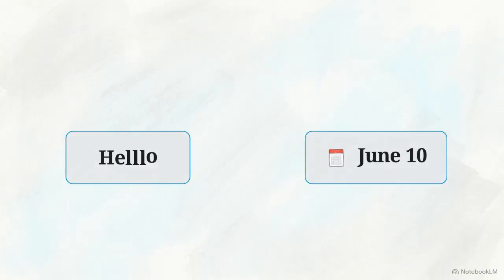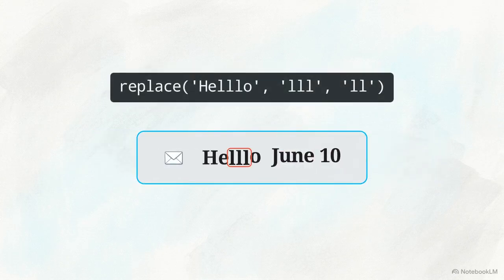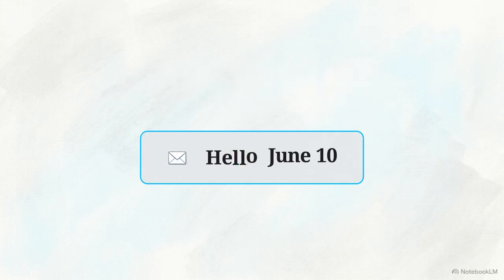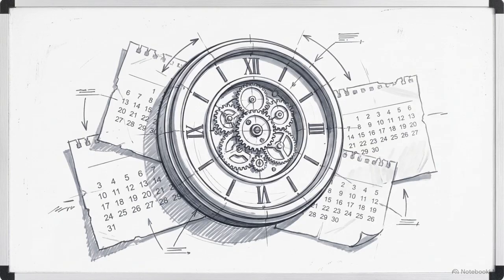Look at these separate text blocks, a greeting and a date stamp. Using the concat formula, they slide together into one email subject line. Now, the replace formula targets a misspelled word, swapping it for clean text. Instead of sending generic, robotic messages, these text formulas allow your automation to adjust its language to fit the data of the moment.